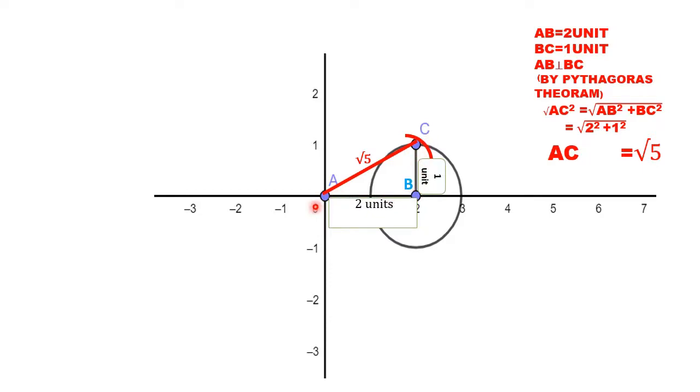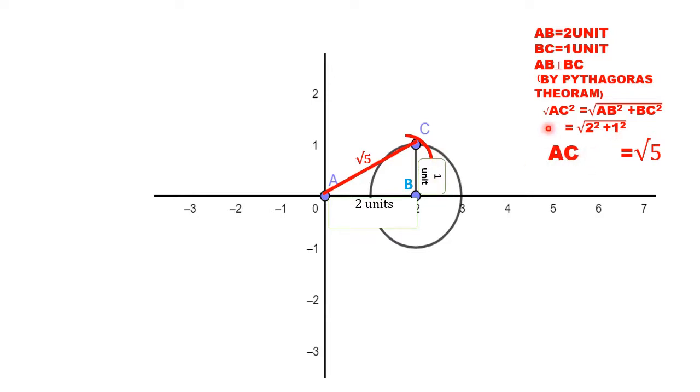Now, what is the value of AB? AB is equal to 2 units. Therefore, what will be AB squared? It will be 2 squared. Now, what is BC? BC is equal to 1 unit. What will be BC squared? It will be 1 squared.